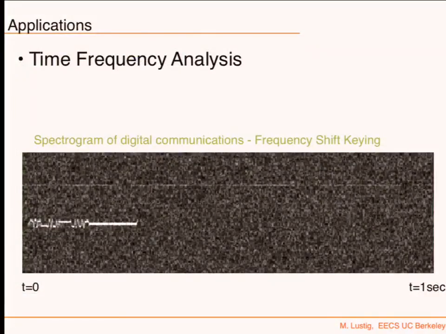Here's another application. This is a spectrogram of digital data. It's frequency shift keying, so you transmit bits by changing frequency. So this is 1, -1, 1, -1, and you switch between frequencies. Okay, I picked it up from some frequency. I'm not sure even what.